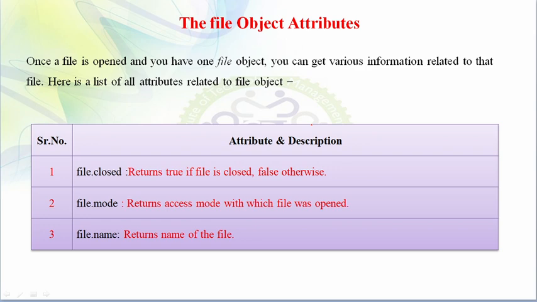The second attribute is the file.mode attribute. This returns the access mode in which the file was opened. If the file was opened in read mode, it will return the value as r. If it is opened in the write mode, it will return w. If it is opened in the append mode, it will return a. And if it is opened in the creating mode, then it will return x.